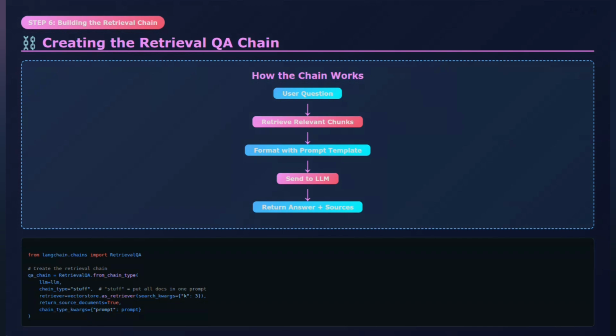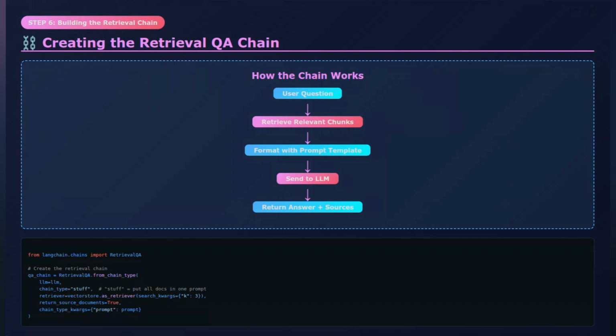The code is clean. We use RetrievalQA.fromChainType with our LLM and retriever. The chain type stuff means we're stuffing all retrieved documents into a single prompt. We pass our custom prompt and set return source documents to true. This way we can see which chunks were used to answer each question. Great for debugging and transparency.